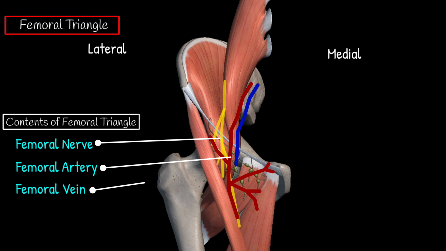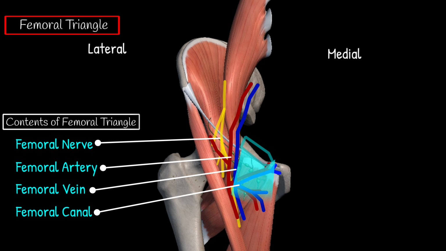The next structure is the femoral artery and several of its branches. Then, femoral vein and its branches. The most medial structure is the femoral canal and the lymphatic vessels. The femoral canal is an empty space containing lymph nodes and fat. It is a very dangerous site for hernias, which we will cover in another video.